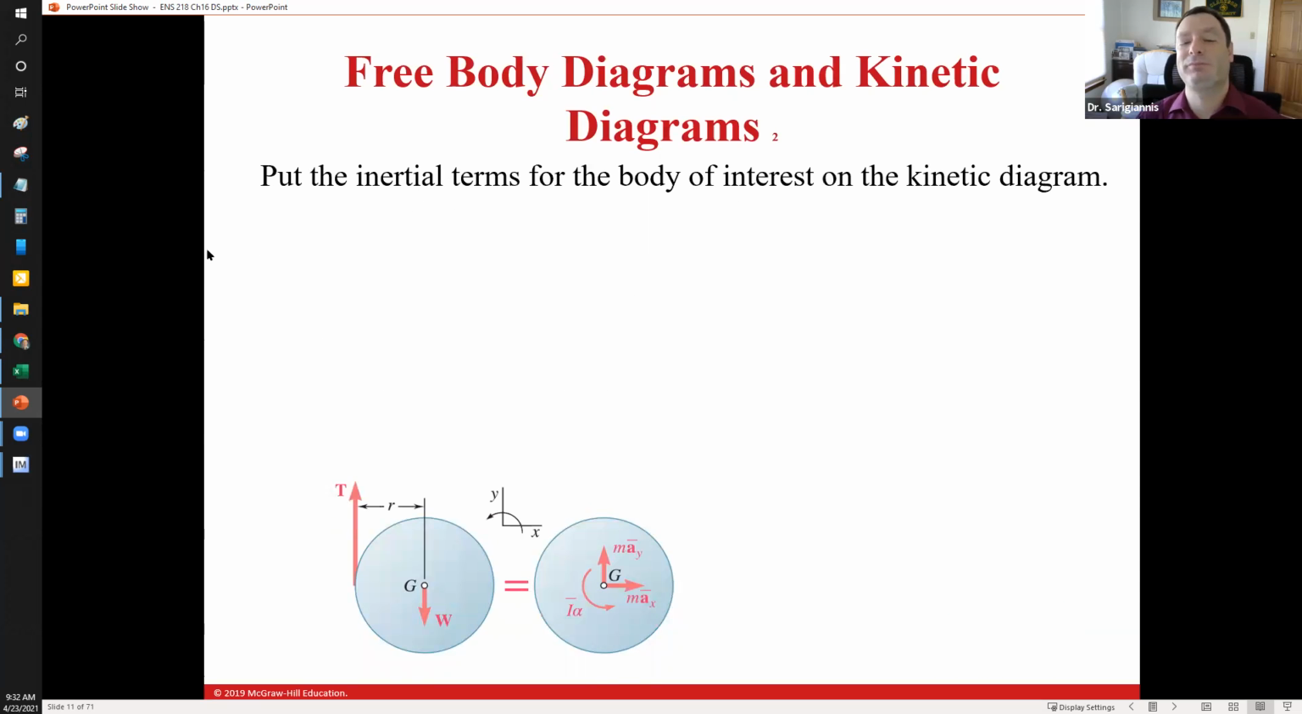Kinetic diagrams. With kinetic diagrams, you're going to have something like this, right? We're equating the free body diagram to the kinetic diagram. And we do the same. So this is what I was talking about. You're going to see in the book, and I'll use examples where I draw a little axis like this, right? This is Y, this is X.